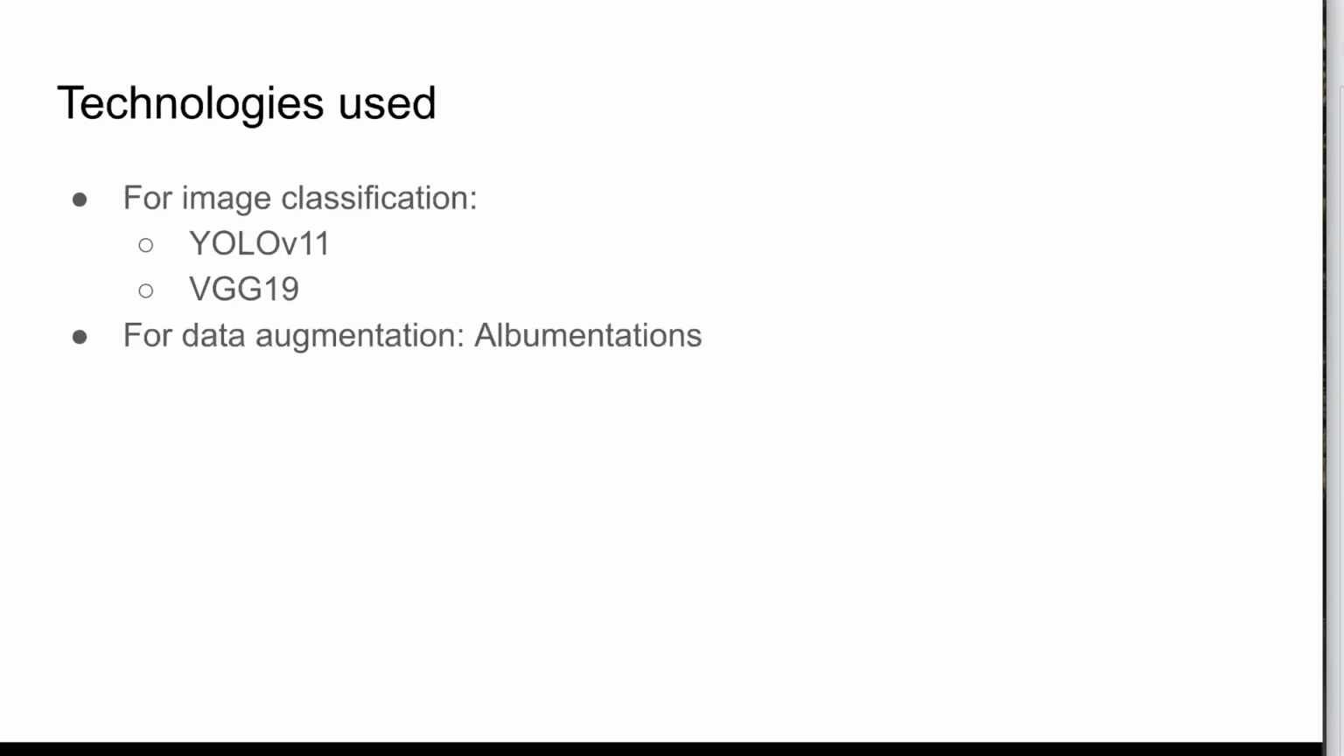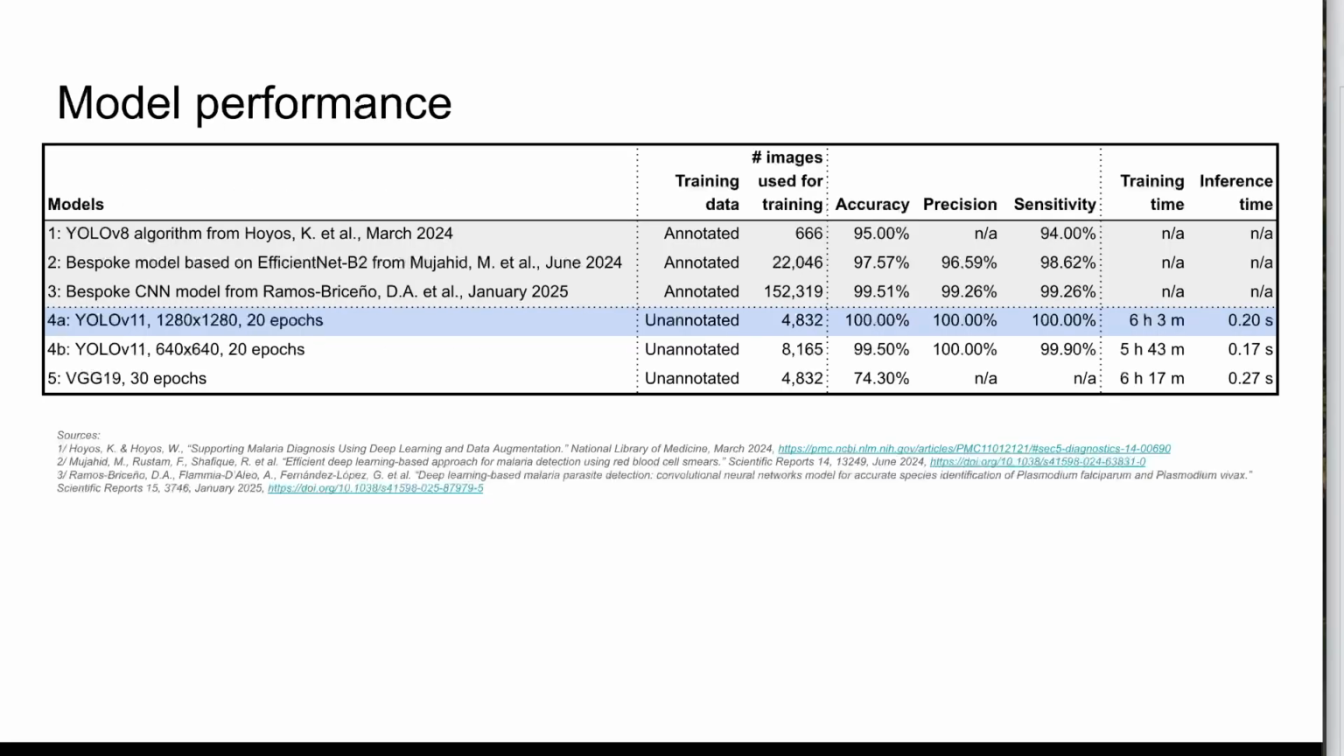The technology used for image classification was YOLO version 11. We used that to train 2 models with different image sizes and sample sizes. We also trained another model using VGG19, another leading image classification algorithm. For data augmentation, we used Albumentations. And here are the results.